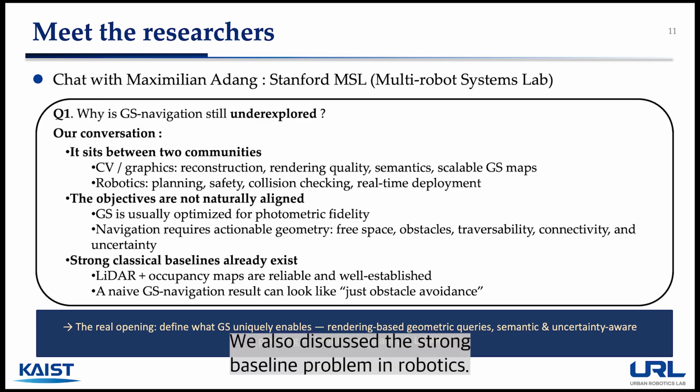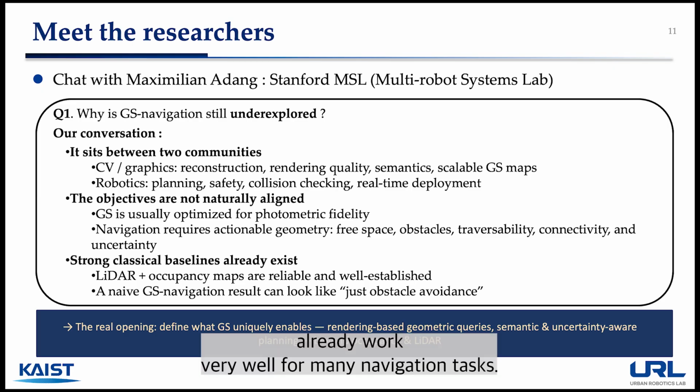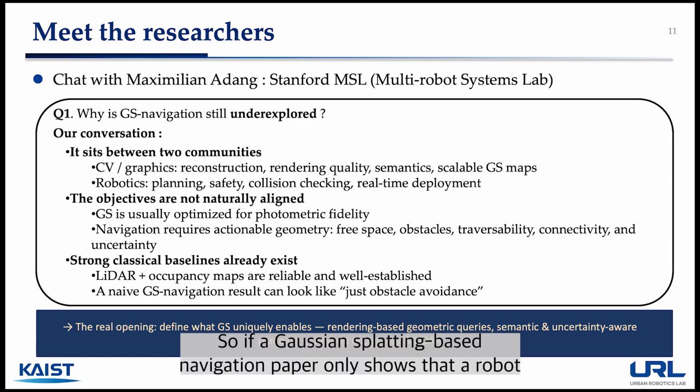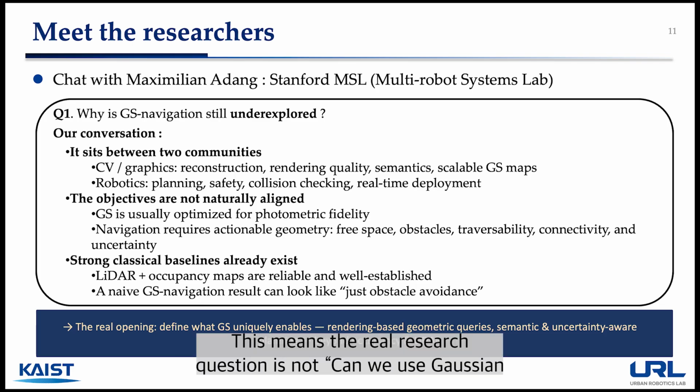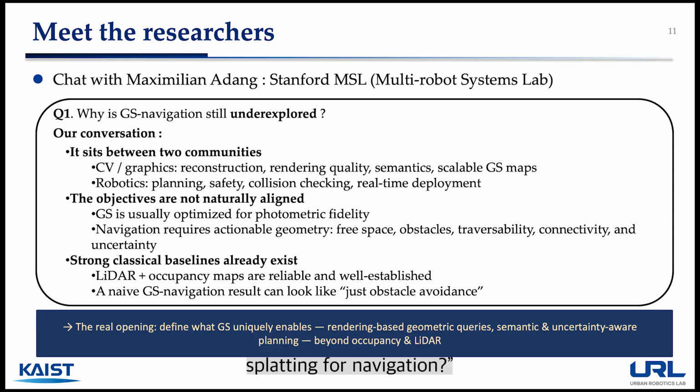We also discussed the strong baseline problem. In robotics, LiDAR-based occupancy maps and classical planners already work very well for many navigation tasks. So if a Gaussian splatting-based navigation paper only shows that a robot can avoid obstacles and reach a goal, the contribution may look weak. This means the real research question is not, can we use Gaussian splatting for navigation?